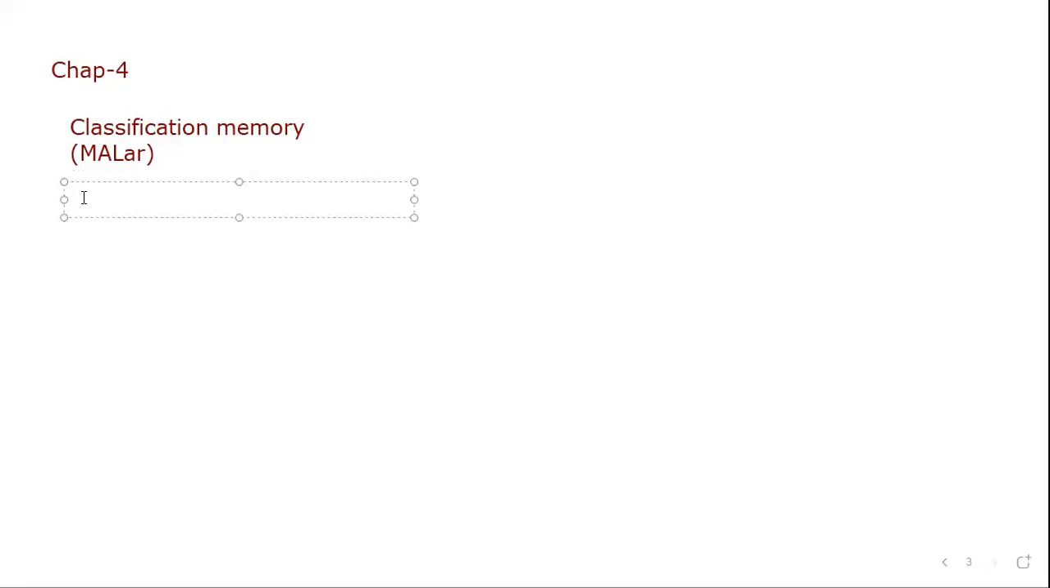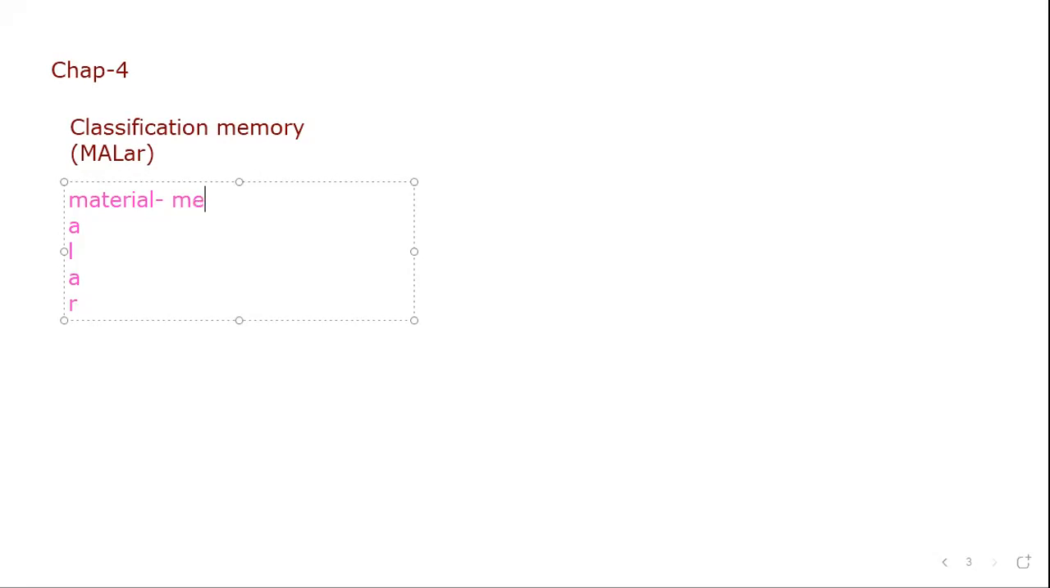So first we have to understand what M stands for, then A, then L, then A and R. We have to recognize these letters first. M stands for material. What kind of material is used for making a memory? For making memory, it can be bipolar or magnetic material. Based on material it is created.